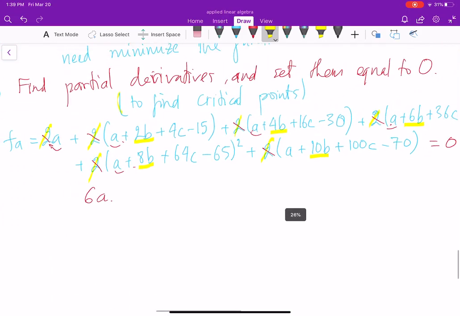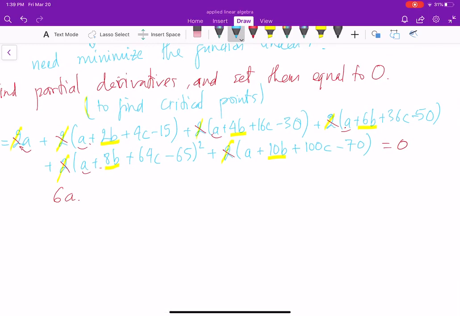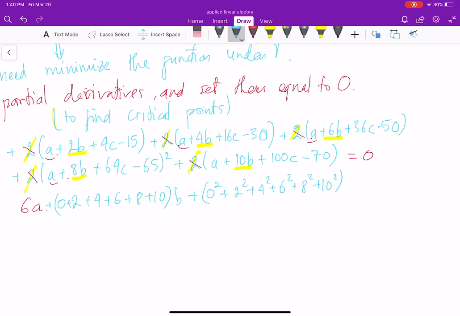So basically I can write the following: plus 2 plus 4 plus 6. I would like to write 0 in here too, because that is one value. After this, we can generalize the formula. Makes sense? 6 plus 8 plus 10, b. And then for the c, you can see that is 0 square plus 2 square plus 4 square plus 6 square plus 8 square plus 10 square. That is the coefficient of c.